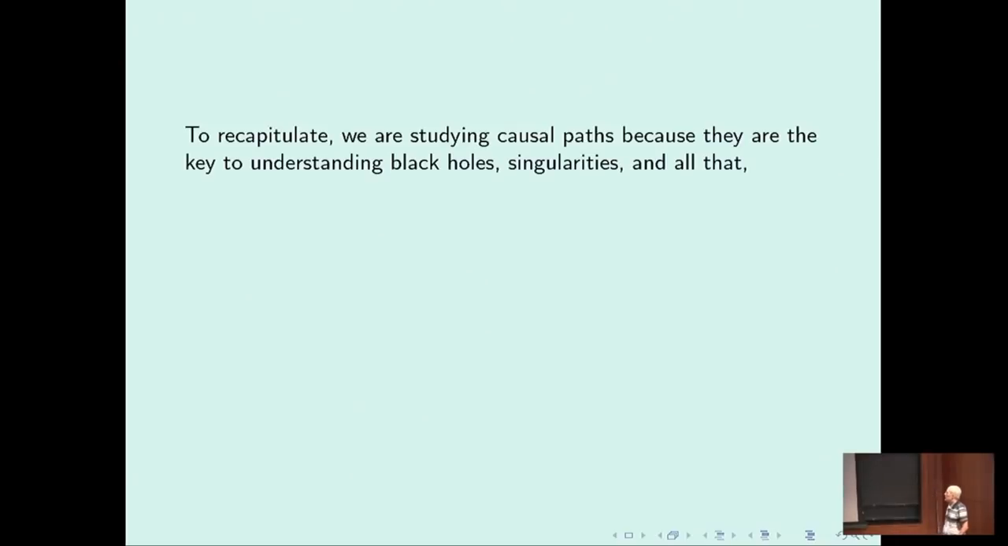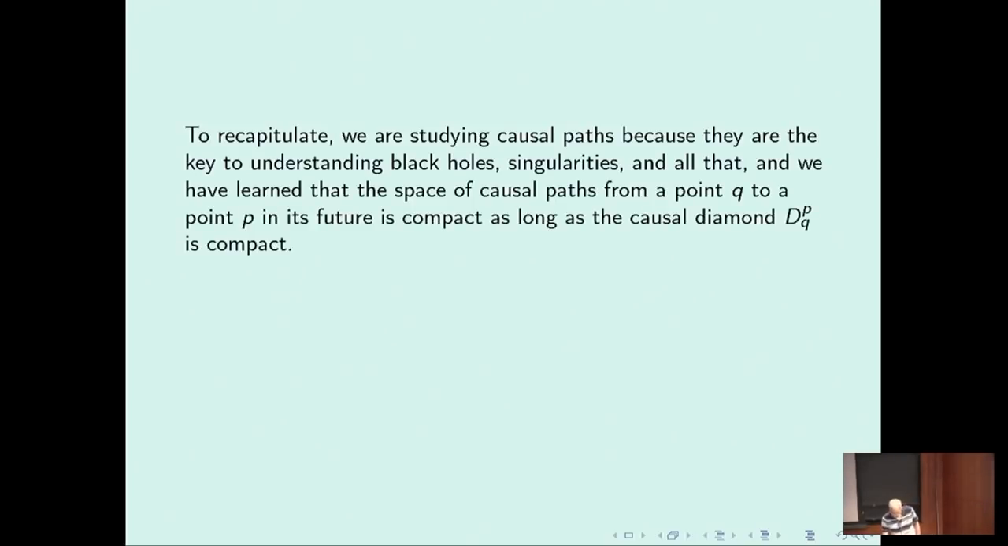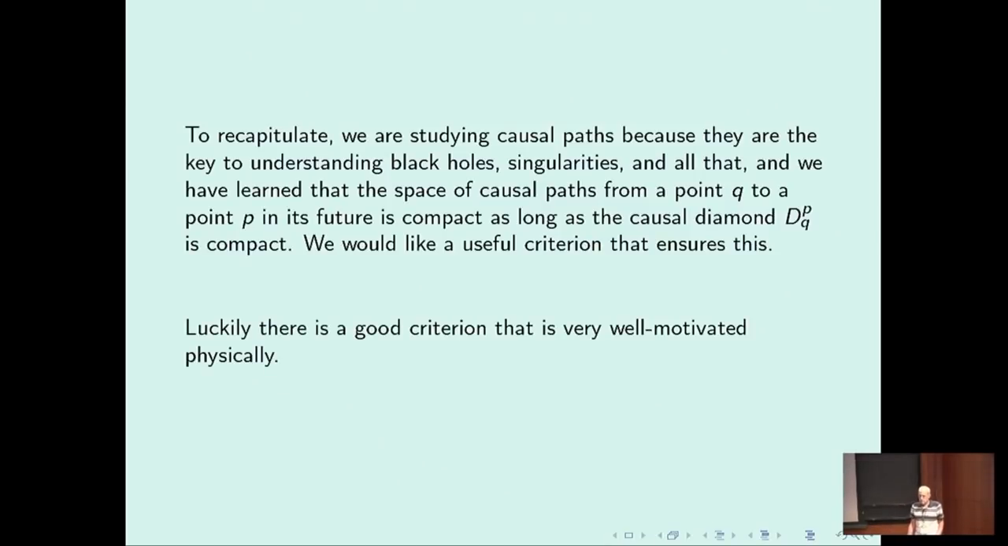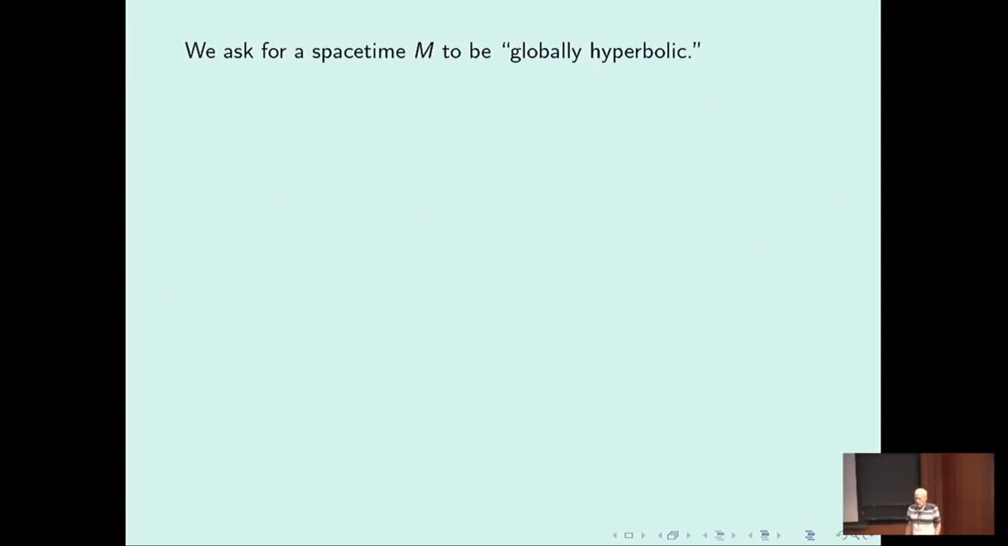To recapitulate, we're studying causal paths because they're the key to understanding black holes, singularities, and all that. And we've learned that the space of causal paths from a point Q to a point P in its future is compact as long as the causal diamond is compact. We'd like a useful criterion that ensures this. Luckily, there's a good criterion that's very well motivated physically. We ask for the spacetime M to be globally hyperbolic.